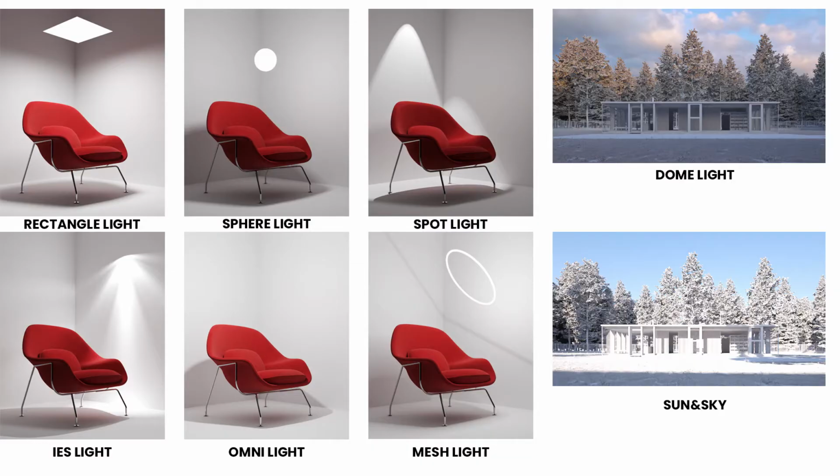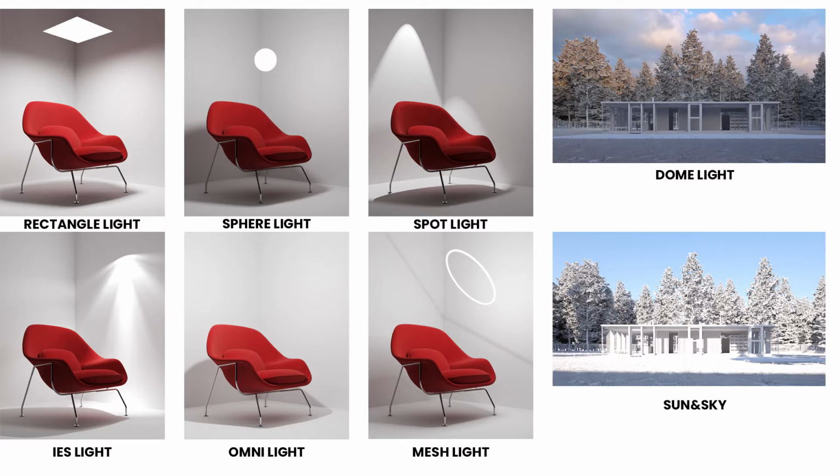The dome light is great for creating image-based lighting. You can also use the V-Ray sun and sky system for natural lighting, and this is usually turned on by default. Let's examine each of these lights one by one. After that, we'll see how V-Ray can generate different lighting scenarios and how we can use them in a project.